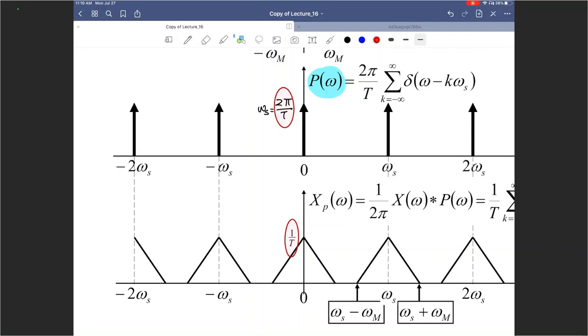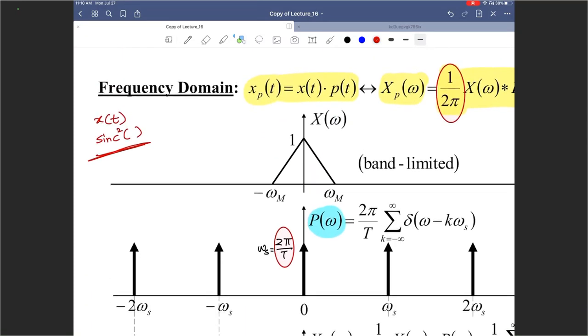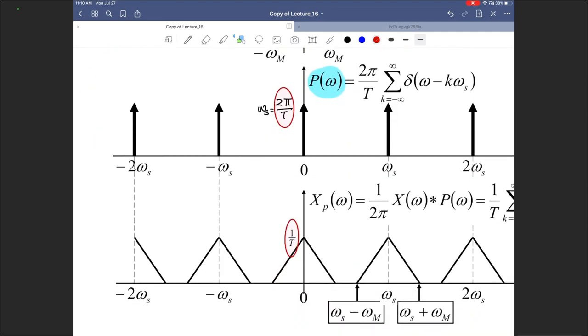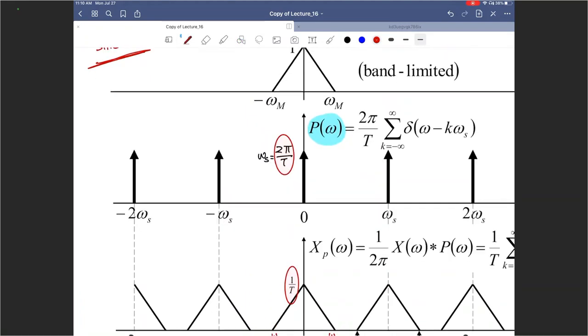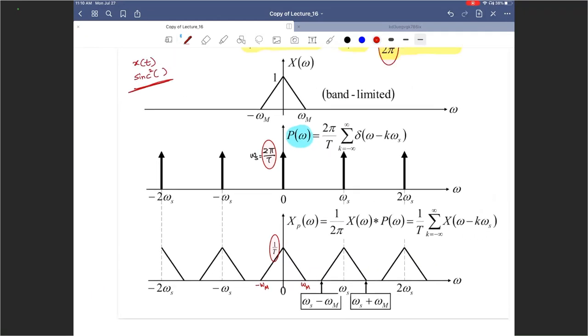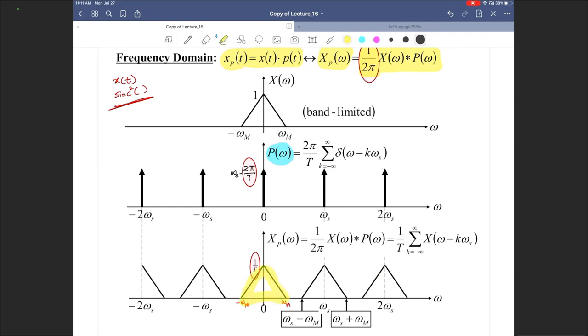So where is that triangle coming from? Well, the triangle is the Fourier transform of the signal itself. So it is band limited to omega M. So if I go down here, this point is going to be what? Omega M. And this is minus omega, I think I'm using capital M. Yes, capital M. And this triangle appears at 0, 1 omega s, 2 omega s, and so on, and it also appears at negative 1 omega s and so on.